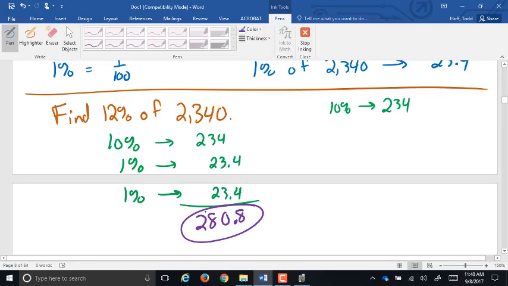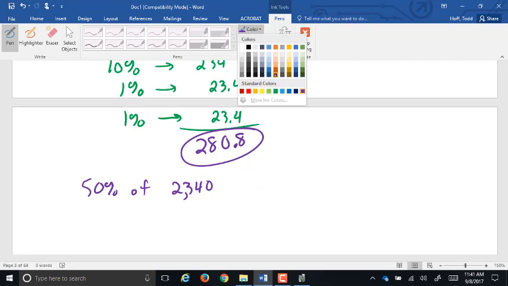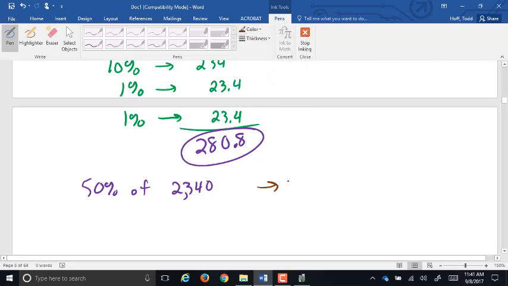Now this does take a little bit of time, and this was pretty simple. If it was something like 52 or things like that, it would be a little more complex. But if you're caught needing to make a percent calculation and you don't have a calculator, this does work. I mean, there are other benchmarks out there, like 50% of 2,340. Well, 50% is just going to be half. So that's 1,170, right?